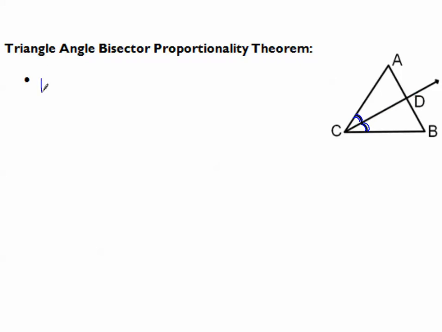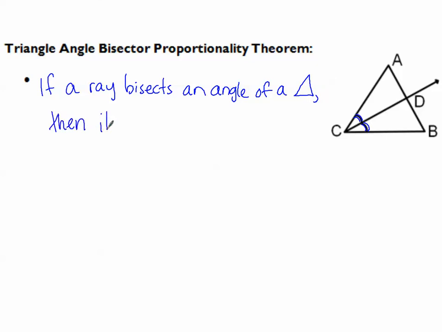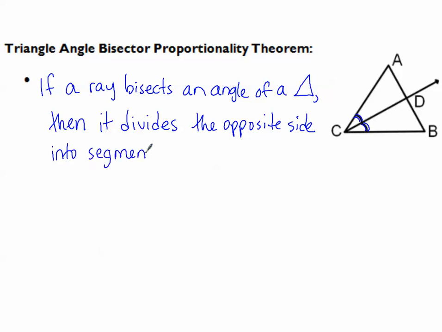Let's write down that. If a ray bisects an angle of a triangle, what happens? Because of similar triangles, and we can take a look at that proof in class, it divides the opposite side into segments. So the opposite side is this side, it divides it into segments.